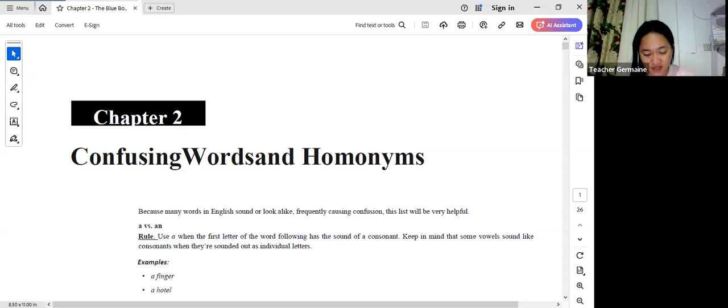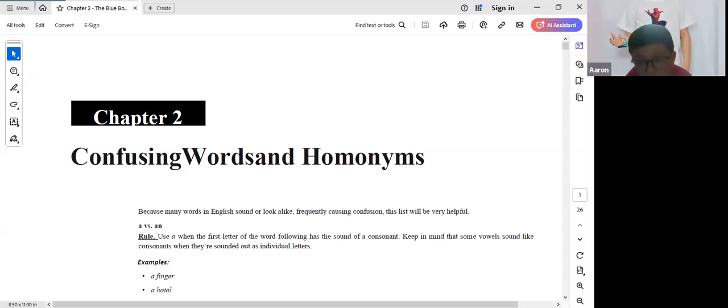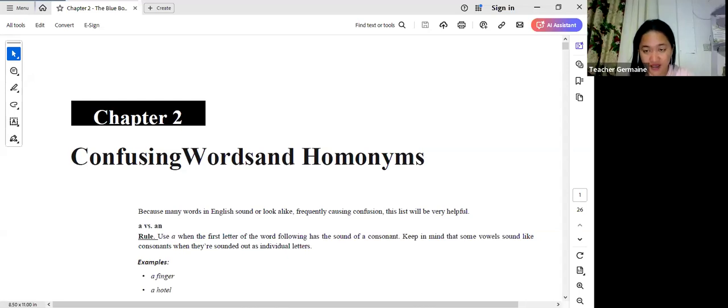Aaron, could you please read it also? Each of two words having the same spelling or pronunciation but different meaning or origin. Origin. Come again, origin. The other one here is pronunciation. Each of two words having the same spelling or pronunciation but different meaning or origin.